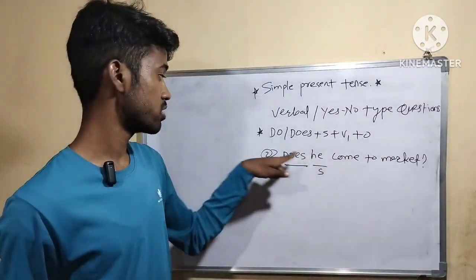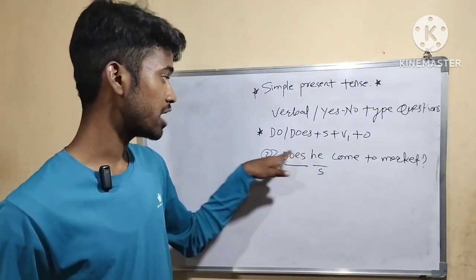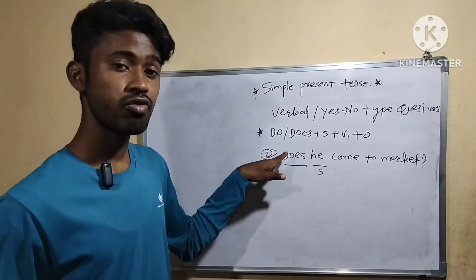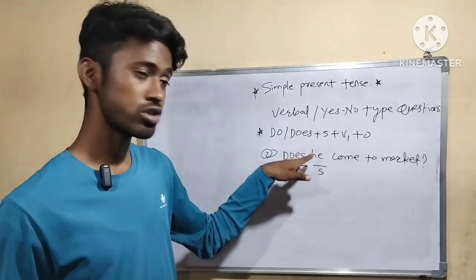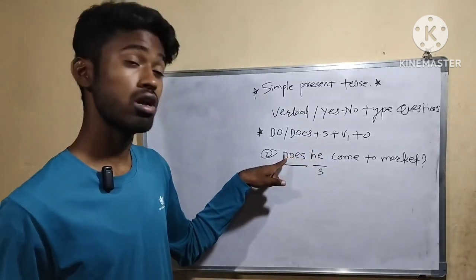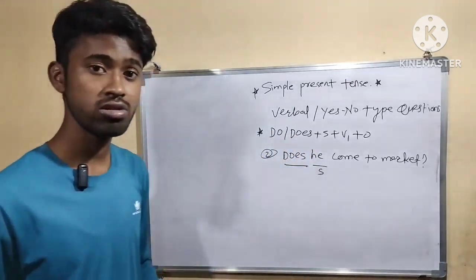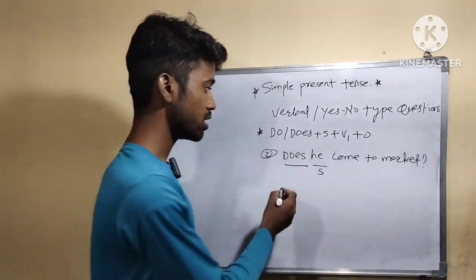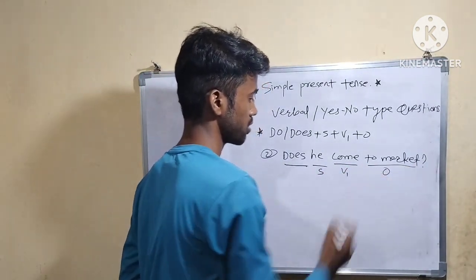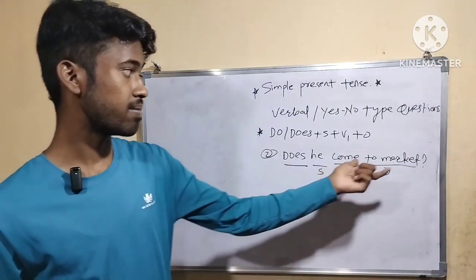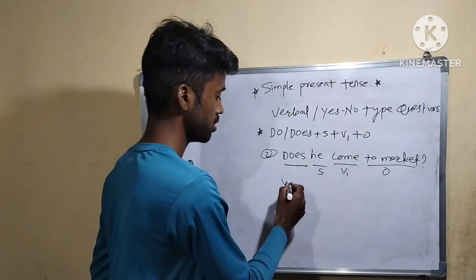So see, this do and does always come with the subject, and it follows the subject-verb agreement. If the subject is plural or it is not third person singular, we always have to use do. If it is third person singular, then only we have to use does. So does, first form of verb, and after that object. Does he come to market? This is a question, right? So what is the positive answer?